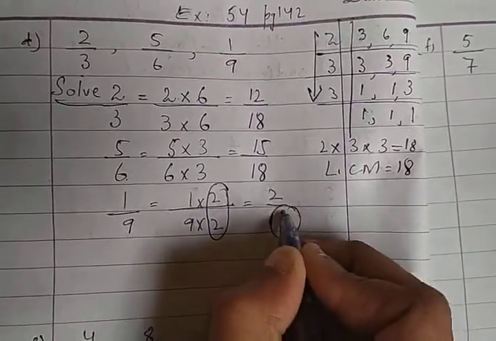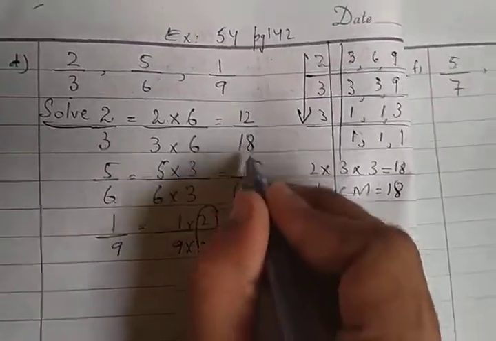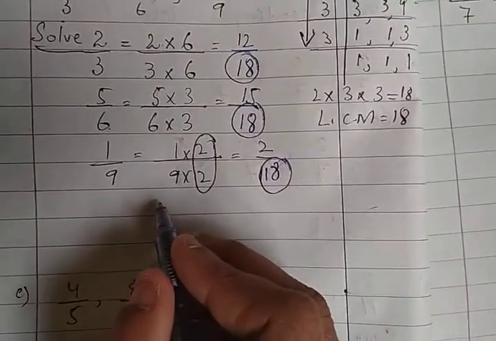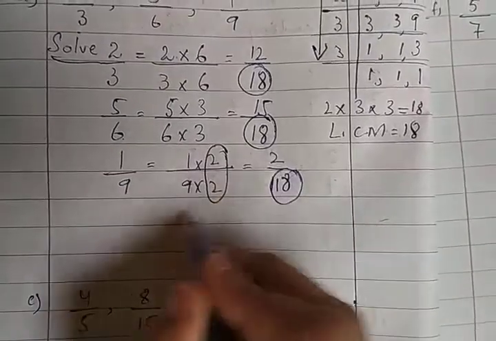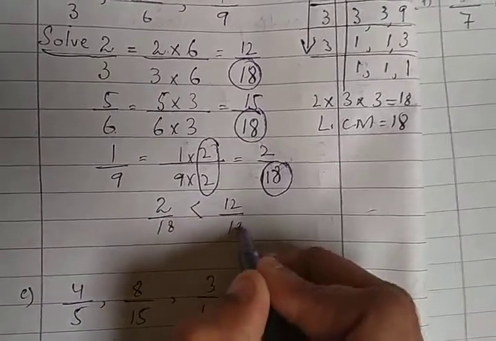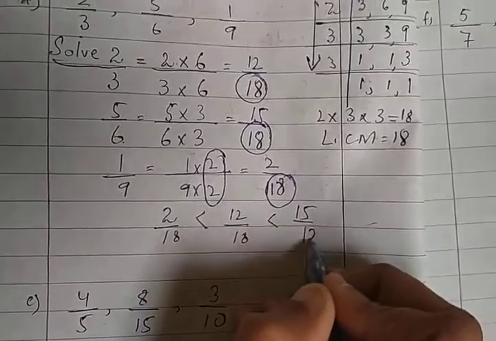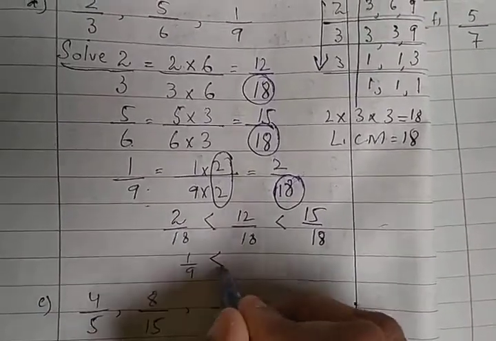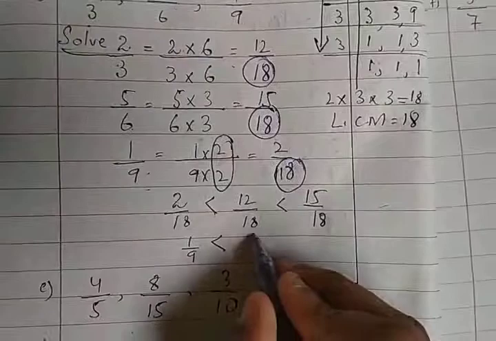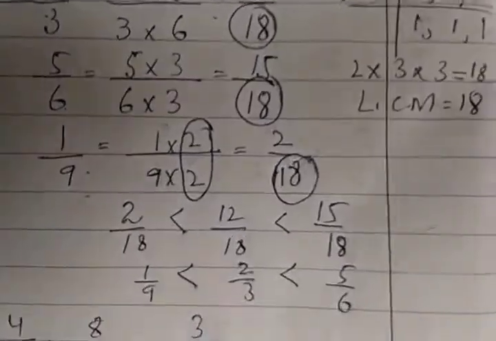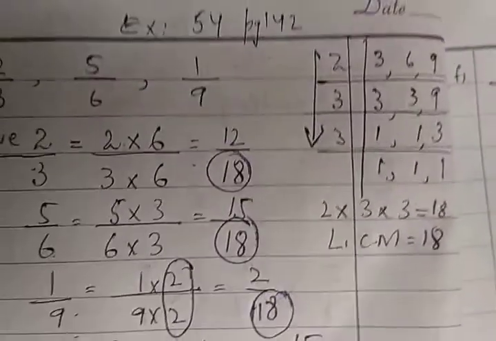So all the denominators are same: 18, 18, 18. So you have to write in your ascending order. आप इन fractions को अब ascending order में लिख सकते हैं. So first is 2/18, then 12/18, then 15/18. So 2/18 कहाँ से आया, ये देखिए, 1/9, then 12/18, 2/3, and then 5/6. This fraction is in ascending order.